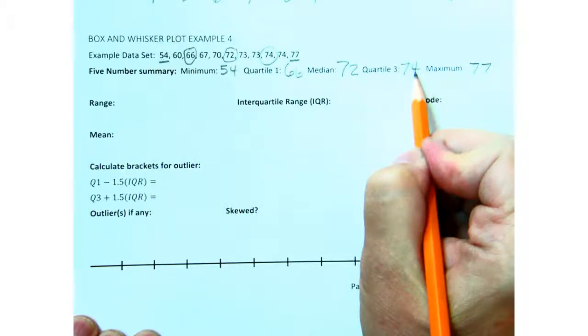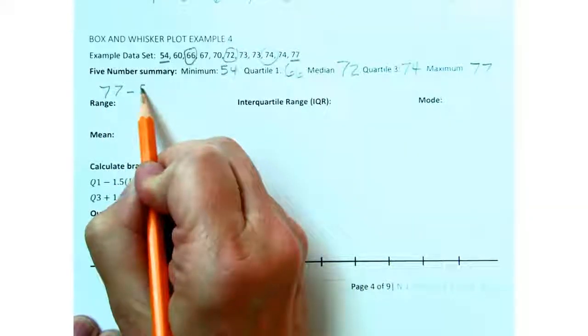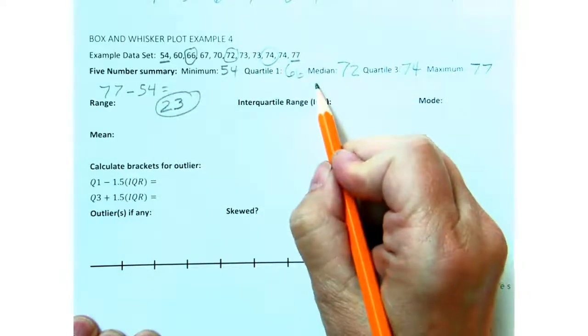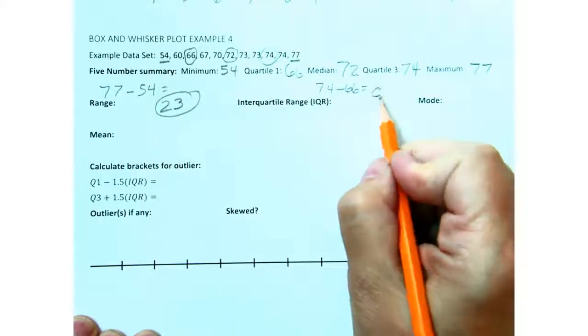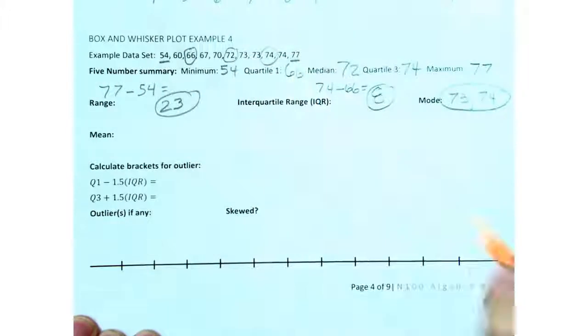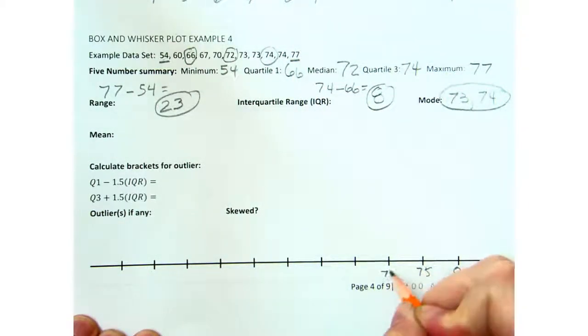Now that you have tried it, check your work. The range is 77 minus 54, or 23. The interquartile range is 74 minus 66, or 8. The modes are 73 and 74. Once again, I chose an interval of 5 to make all the numbers fit on the number line.